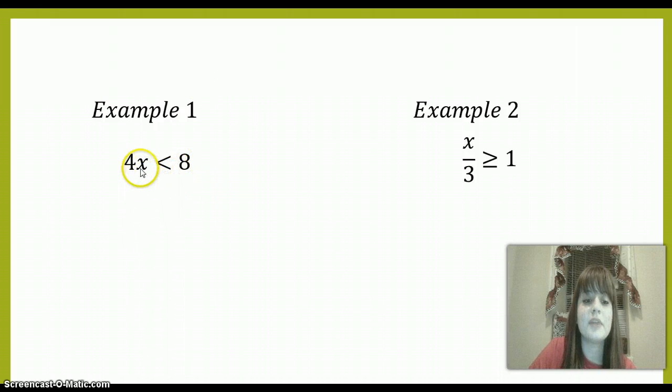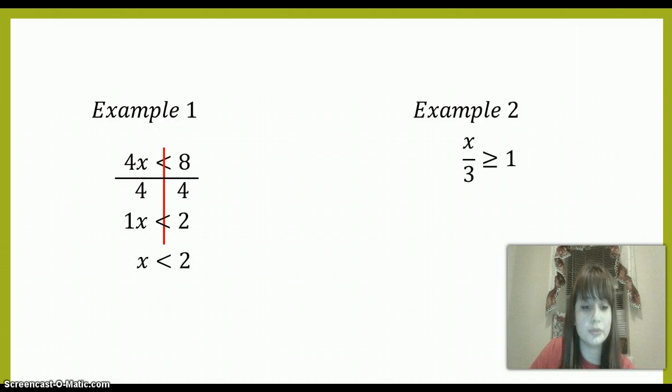Right now, I am multiplying my x by 4. I want to do the opposite of multiplying by 4, which is to divide by 4. So I first draw my line to separate the two sides of my inequality. And now, since I'm going to divide one side by 4, I divide the other side by 4 as well. 4 divided by 4 is 1, so I have 1x is less than, and 8 divided by 4 is 2. So I have 1x is less than 2, which is really just x is less than 2.